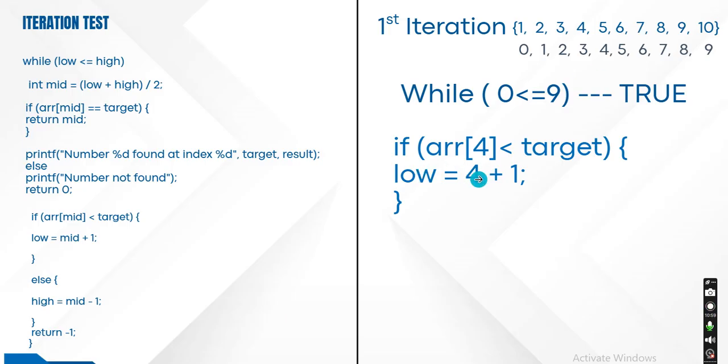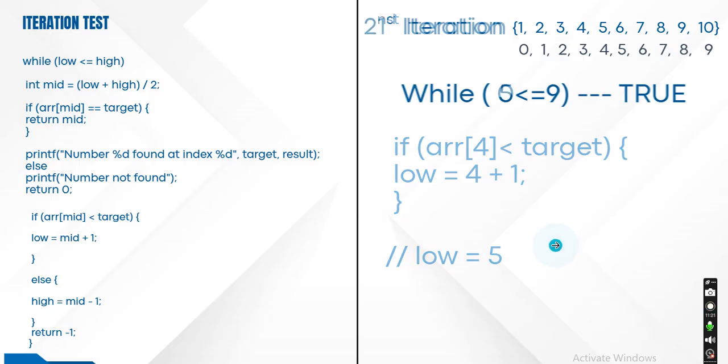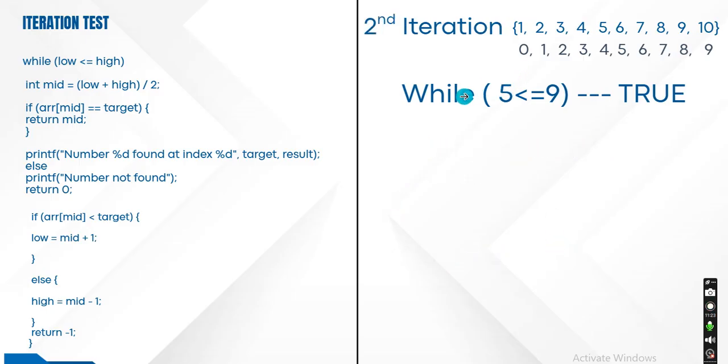Low is going to be equals to mid plus 1. Remember that mid is 4. So low will be equals to 4 plus 1, which is 5. We have that low is equals to 5 now. Now we are going to start back inside the top of this while loop, and we're going to calculate mid again. So we're going to say, while 5 is less than or equals to 9, is this condition true? Yes, the condition is true.